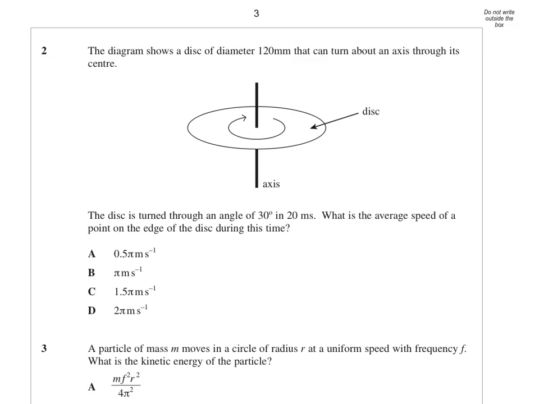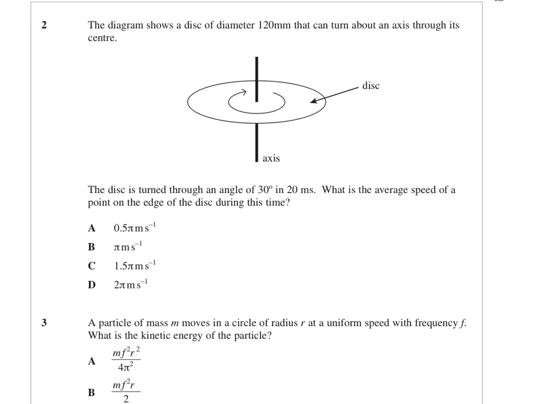Ooh, that's the end of the page. Okay, question 2. We've got a disc of diameter 120 millimeters, and it turns about its center. It's turned through an angle of 30 degrees in 20 milliseconds. What is the average speed of a point on the edge of the disc during this time?